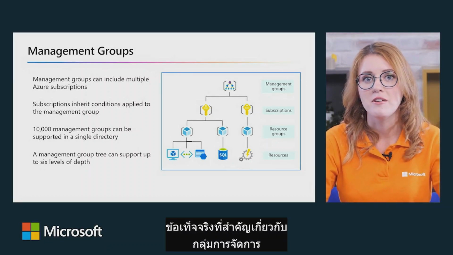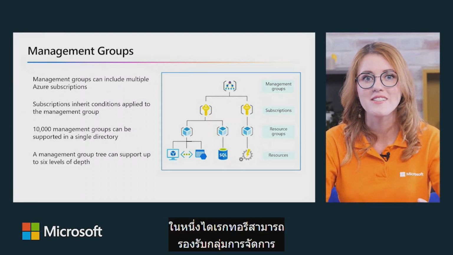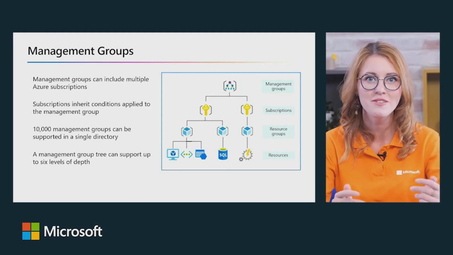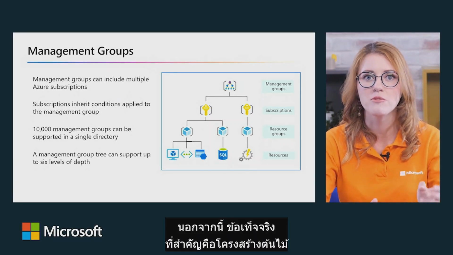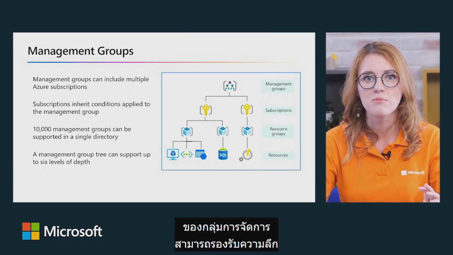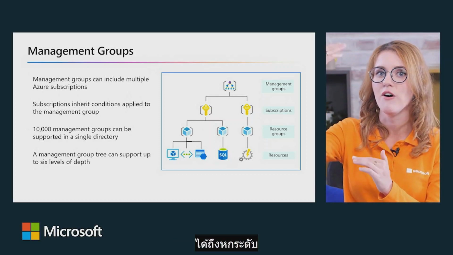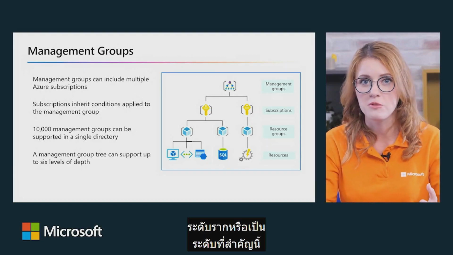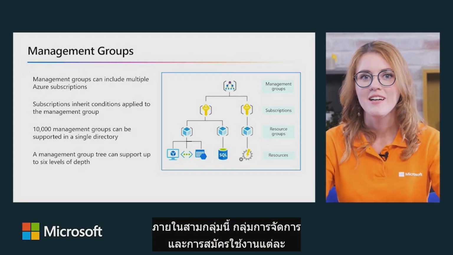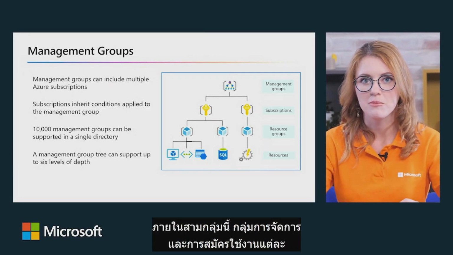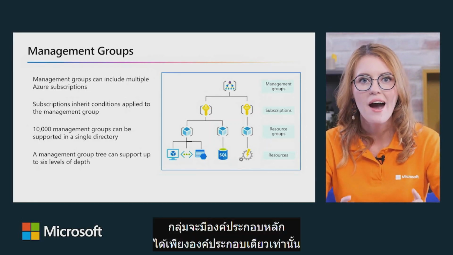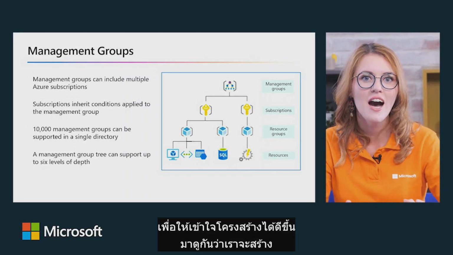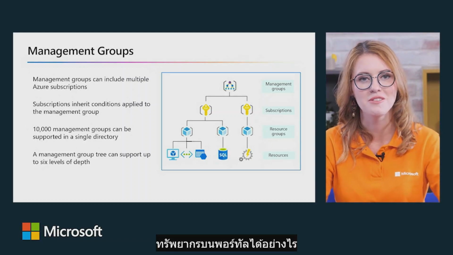Important fact about management groups: one directory can support up to an incredible 10,000 management groups. Also, a crucial fact is that the management group tree can support up to 6 levels of depth. This limitation doesn't include the root level or the subscription level. Within this tree, each management group and subscription can have only one parent element. To better understand the structure, let's see how we can create a resource on the portal.